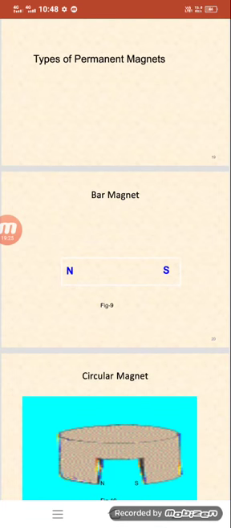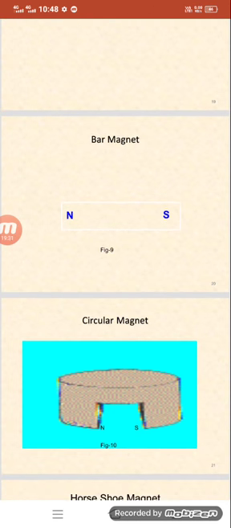And after that, the circular magnet. On the top side, in top view, we are seeing a circular shape, but on the bottom side it has a vertical arrangement with some cutting inside, and on the top side we have a circular shape. On the bottom also we have the two ends. So one end is called the north pole, and the other one is called the south pole. Because of this arrangement, it is called a circular magnet.